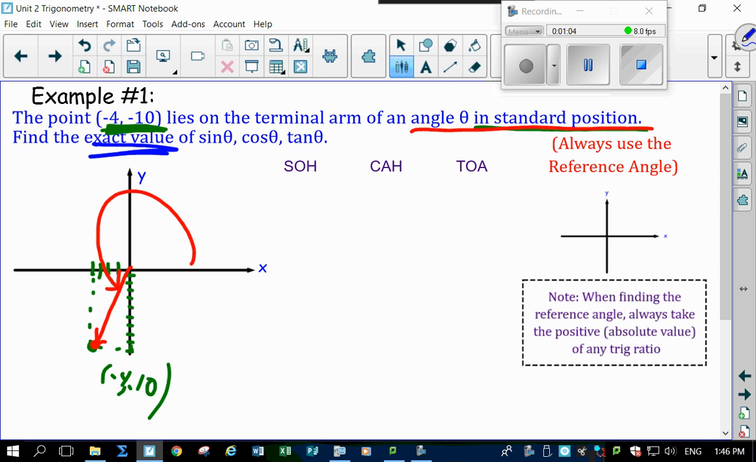Take your calculator, throw it out, you don't need it. If it's the exact value, yes, you're going to probably have roots and all kinds of crazy things in it. But of sine theta, cos theta, and tan theta, how do you do this?